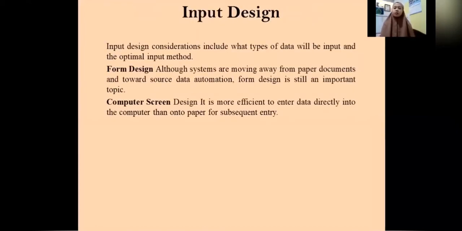Input design. Input design considerations include what type of data will be input and the optimal input method. Form design: although systems are moving away from paper documents and toward source data automation, form design is still an important topic. Computer screen design: it is more efficient to enter data directly into the computer than onto paper for subsequent entry.